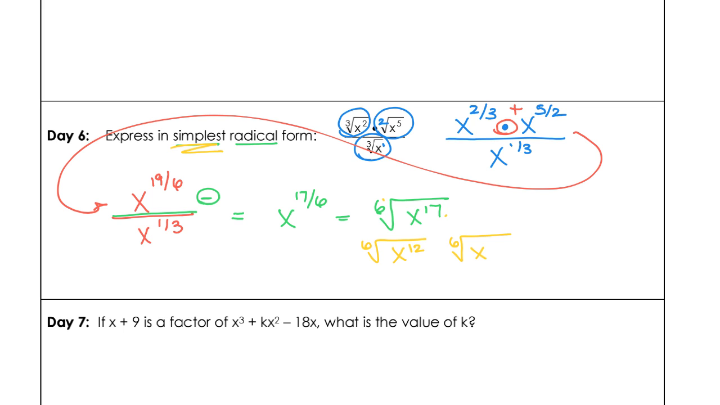And so the leftovers is x to the 5th. And then we're going to circle this and divide the exponent by the root number, and we get x squared. And we'll leave a little space and bring down the 6th root of x to the 5th. And there's my final answer in simplest radical form.